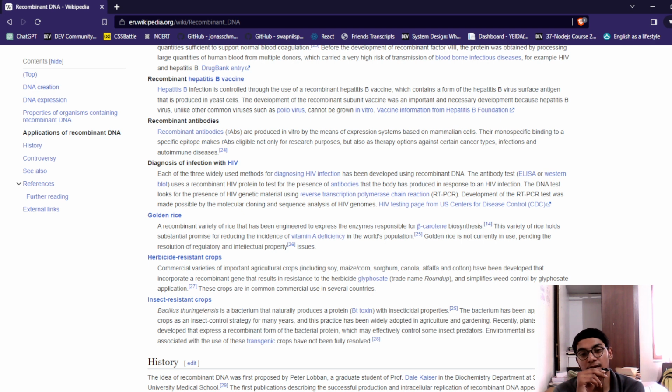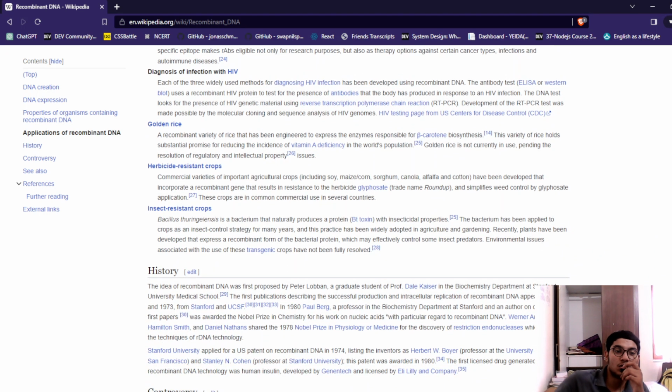HIV testing has been approved by the US Centers for Disease Control, CDC. Golden rice is a recombinant variety of rice that has been engineered to express the enzymes responsible for beta-carotene biosynthesis. This variety of rice holds substantial promise for reducing the incidence of vitamin A deficiency in the world population. Golden rice is not currently in use, pending the resolution of regulatory and intellectual property issues.